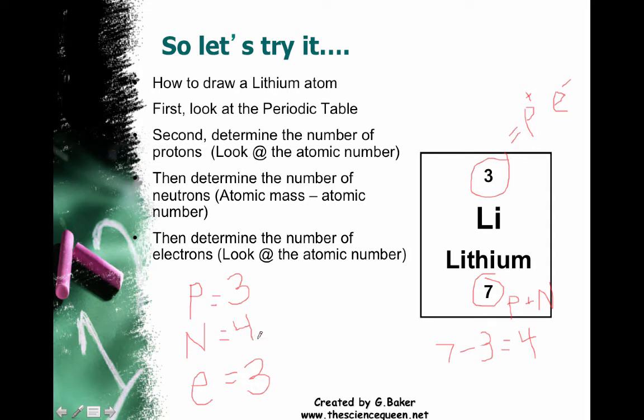Our next step then is going to be to draw the nucleus of our atom. So inside the nucleus, what do we have? Protons and neutrons. So each proton will be represented by a ball. And our protons are positive, P for positive. And then we also need to draw 4 neutrons.